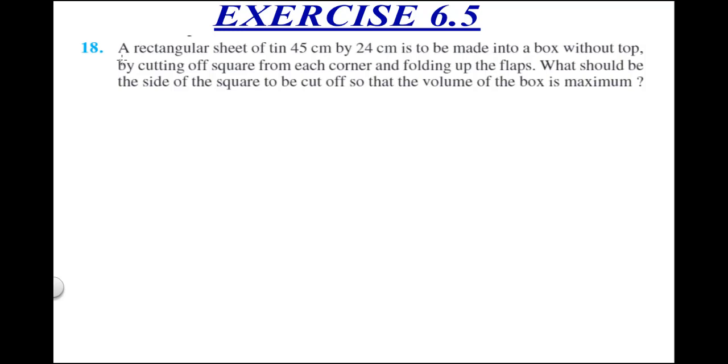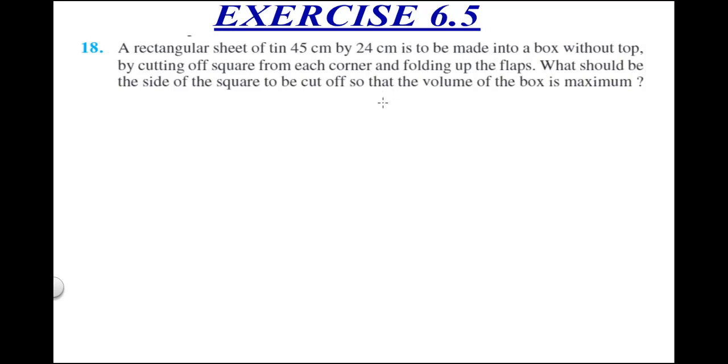It is said in the question that a rectangular sheet of tin 45 centimeters by 24 centimeters, so we are provided with the length and breadth of the sheet, is to be made into a box without top. We have to cut out a square from each corner of the rectangular sheet and then fold up the flaps. What should be the side of the square to be cut off so that the volume of the box is maximum? For the volume to be maximum, the second order derivative of volume should be less than 0. And we also have to find the side of the square that we are cutting from the corner of the sheet.